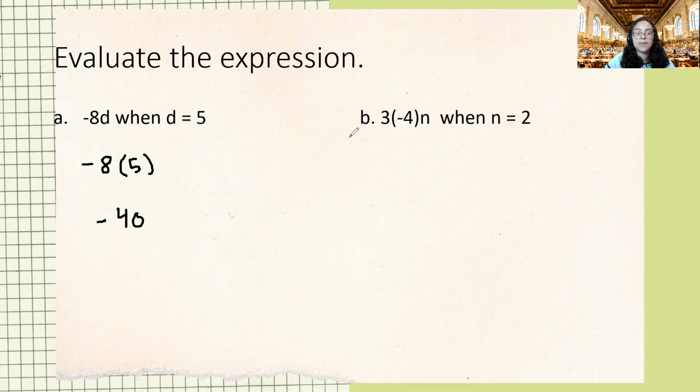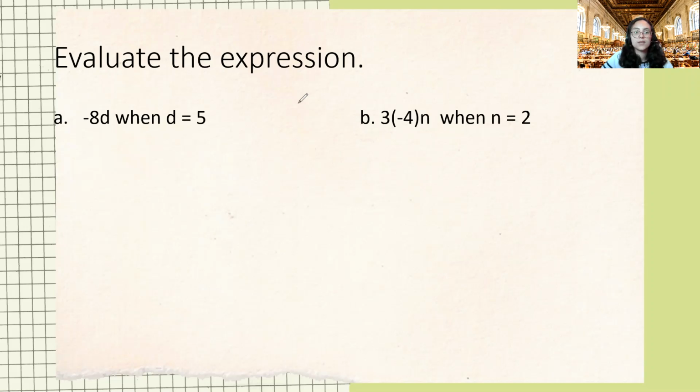For b, I have 3 times negative 4 times n, and we're asked to evaluate when n is equal to 2. But before I do that, I'm going to clean this up a little bit. I can multiply the 3 times the negative 4, and this will give me negative 12, and then I bring down my n. Now I can substitute, okay? So when n is equal to 2, I can substitute 2 wherever I see n. So negative 12 times positive 2 will give me negative 24. And that's my answer for that.